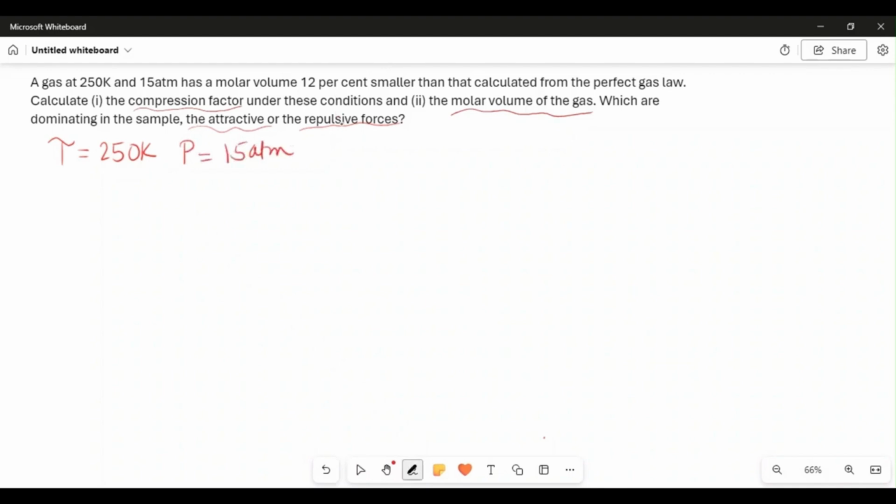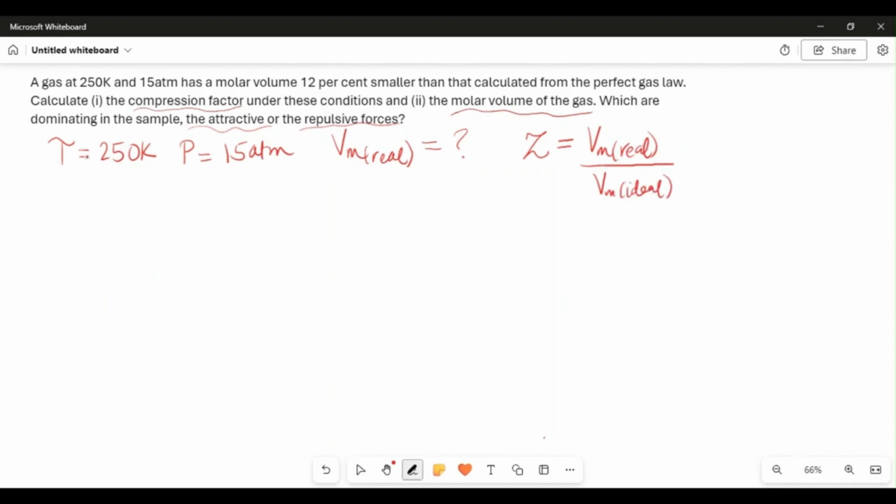We know that the molar volume of the real gas is smaller than that calculated from the perfect gas law. It is 12% less than the perfect gas law value, which is the same thing as saying the molar volume is going to be 88% of the molar volume that you get from the perfect gas law. We don't know this because they're giving us information in percent, and it's also what we're supposed to solve. We're supposed to find the molar volume of the real gas and the compression factor, Z, and the compression factor formula is the molar volume of the real gas divided by the molar volume of the ideal or perfect gas. So that is what the compression factor is.